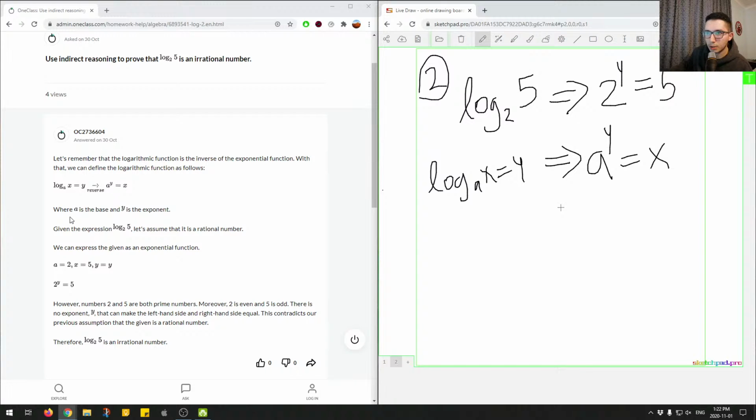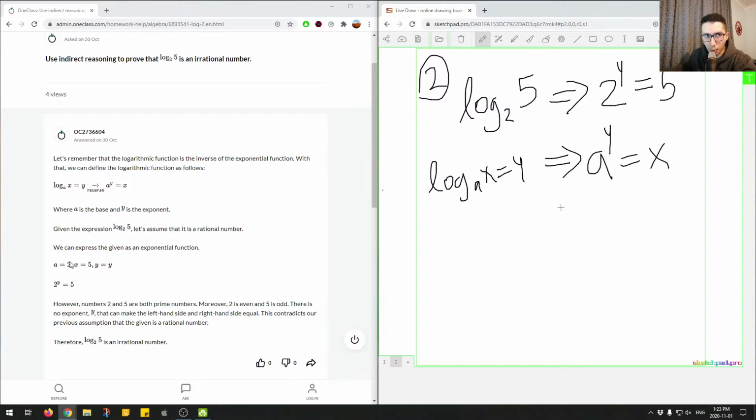So going on, we can see where a is the base and y is the exponent. Given the expression log 2 5, let's assume that it is a rational number, so they're making that assumption. We can express the given as an exponential function, and then we can see that both 2 and 5 are prime numbers, and 2 is even and 5 is odd. So there's not really a number that you can plug in for y that would give you 5. You'd have to plug in an irrational number.